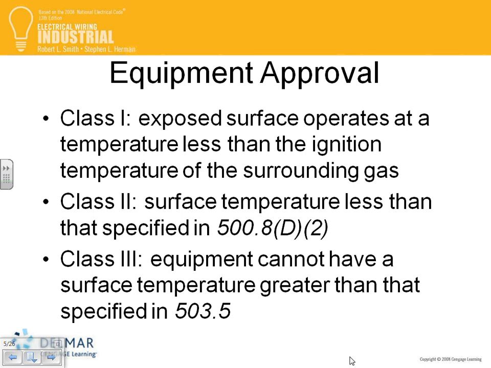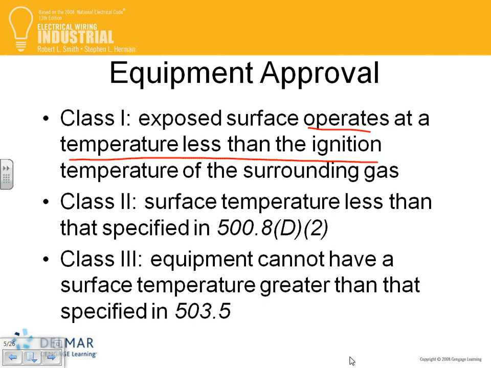Okay, the key word for class 1 location, guys, is operating at temperature. When you have equipment in class 1, class 2, and class 3 locations, you don't want the temperature of the equipment to operate at a temperature higher than the igniting or combustible temperature. So this is the key word in a class 1 location, Brad. You do not want any equipment to work at a temperature higher than the ignition temperature of the gas.